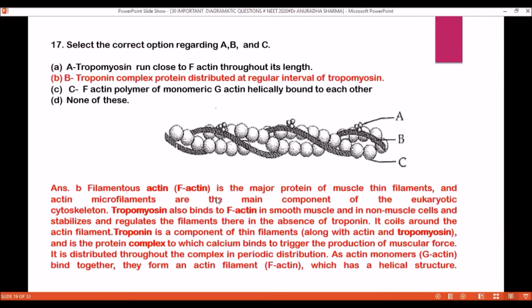So F-actin is the major protein of the muscle thin filaments, and these actin filaments are main components of the eukaryotic cytoskeleton. Tropomyosin binds with this F-actin in the smooth muscle cell and in non-muscle cells, and it regulates the filaments there in absence of troponin. Troponin is the component of thin filament and is a protein complex to which calcium binds, and it triggers the production of muscular force. So the option B, troponin complex, protein distributed at regular intervals of tropomyosin, is correct.